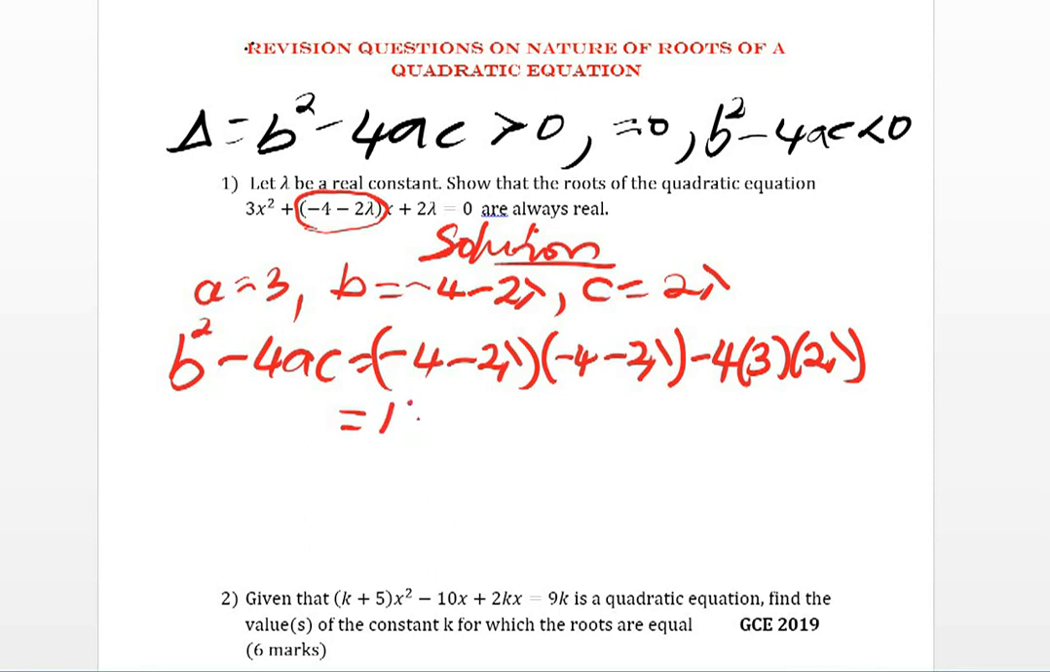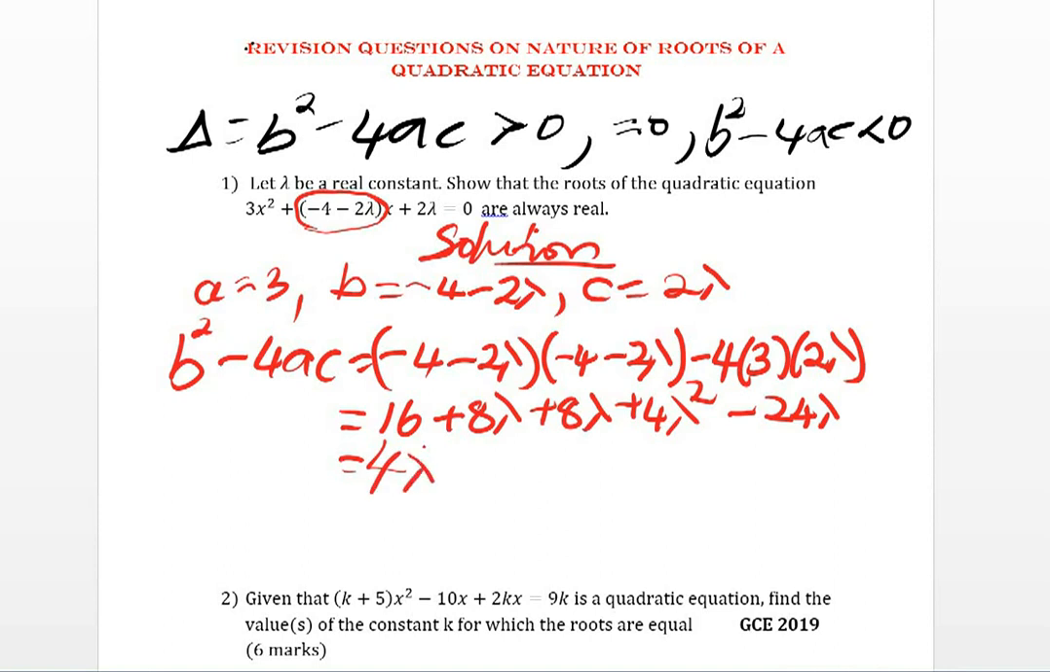Negative 4 times negative 4, 16, plus 8 lambda, plus 8 lambda, plus 4 lambda squared. Now this one is negative 12 times 2 lambda, that's minus 24 lambda. We are not here writing that greater than or equal to 0. No, it is from our result that we'll know whether it is greater than or equal to. Collect like terms: 8 lambda plus 8 lambda, 16 lambda, minus 24 lambda gives us negative 8 lambda, plus 16.